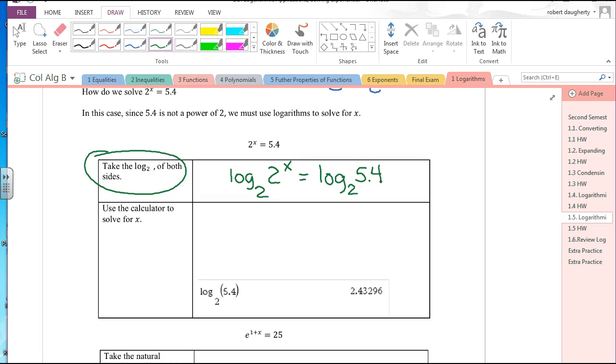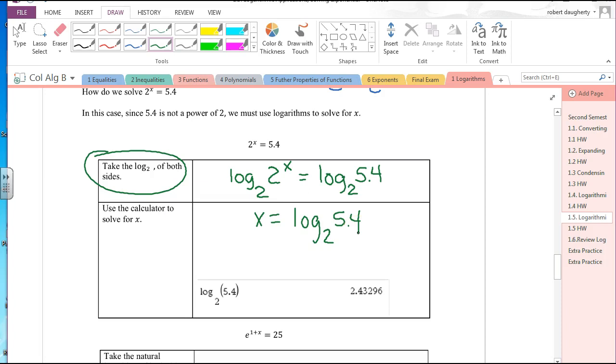2 to the x and log base 2 are inverse functions. So log base 2 of 2 to the whatever's up there, I don't care what it is, that's your answer. You've got 2 to the x and log base 2, these are inverse functions. What this gives me is x equal the log base 2 of 5.4. That's how I solve for x.